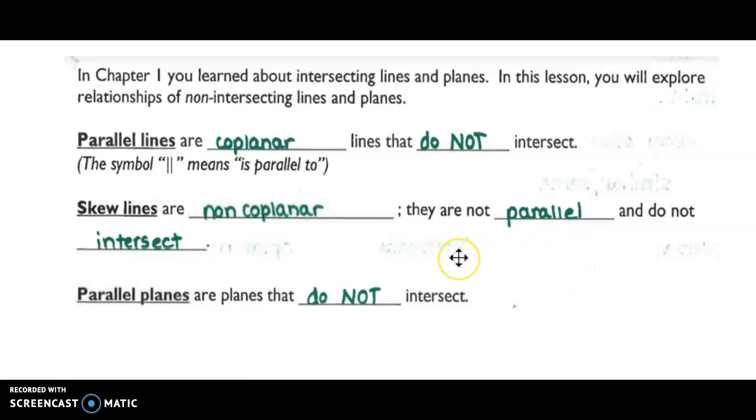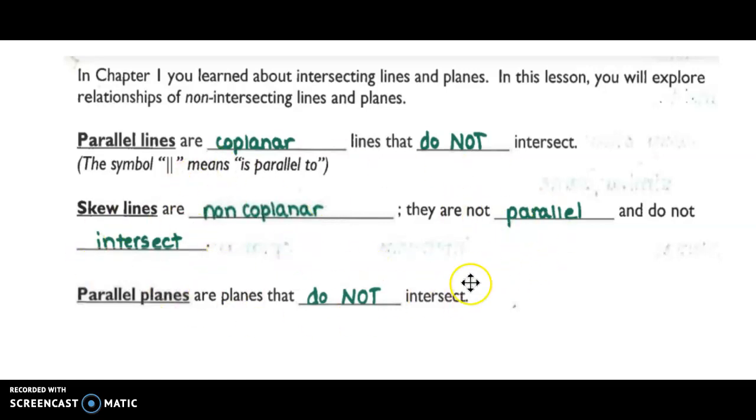All right, here are some highlighted notes for day 8 as we go to chapter 3. I know we're going out of order in the book, but we thought going in this order of the chapters would be most beneficial for you guys. So in chapter 3, we're going to look at parallel lines, skew lines, and parallel planes.